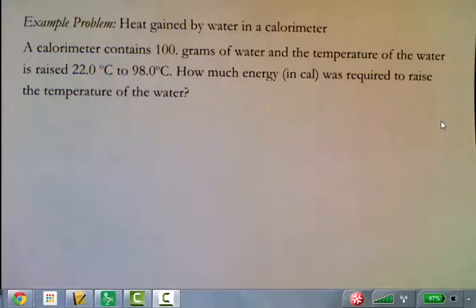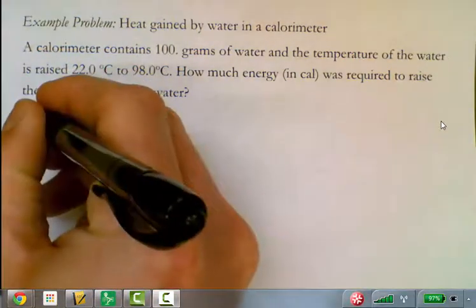All right, we're going to look at how to do a calorimetry problem, and specifically we're looking at how heat can be gained by water in a calorimeter. Whenever we solve these problems, the majority of your work is spent trying to keep yourself organized. So you want to start by identifying your variables.